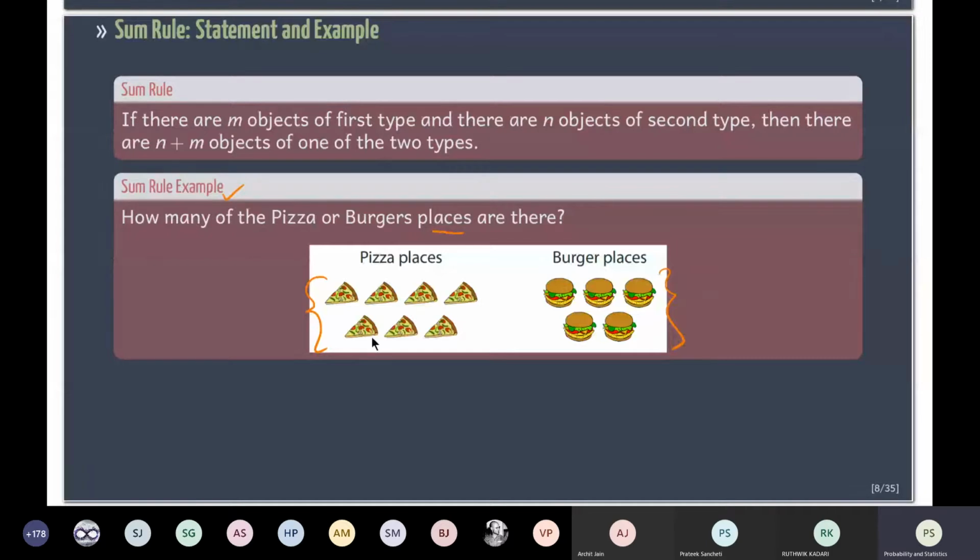There are 7. And how many for burgers? There are 5. When we look at the sum rule, m objects of the first type, n objects of the second type: this is the first type and this is the second type. There are 7 objects of the first type and 5 objects of the second type. So the answer is evident: 7 plus 5. So I have 12 ways of going into either a pizza restaurant or a burger restaurant. That's what it says. It's very simple stuff.